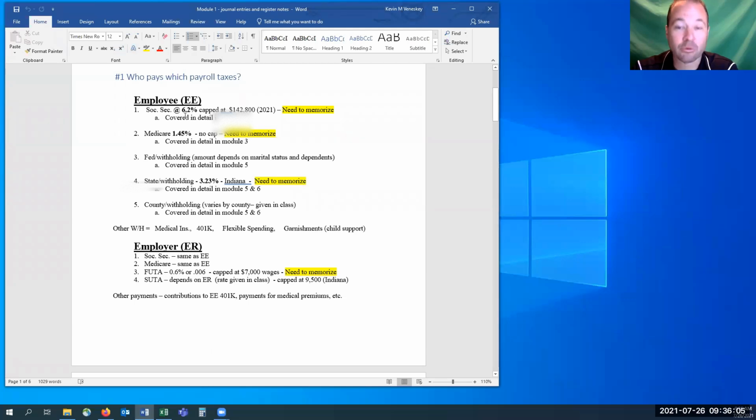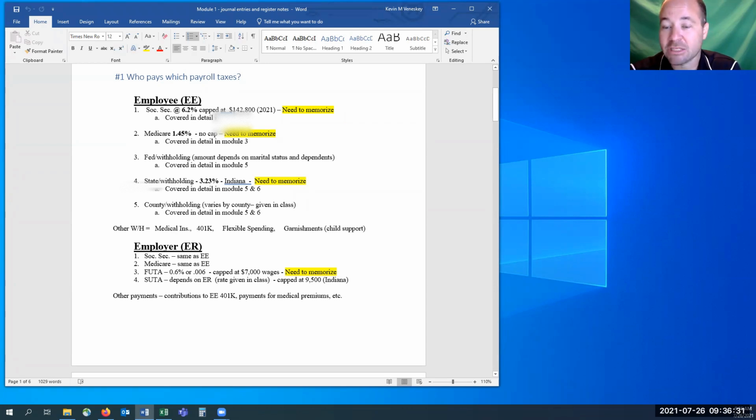not the cap, but the percentage, 6.2%. That's how much of the wages that are taxable you're taxed at, 6.2%. And the cap for the tax year 2021, and that's what we're going to be using throughout this entire class, no matter which semester you're in, we're going to use the 2021 cap of $142,800.